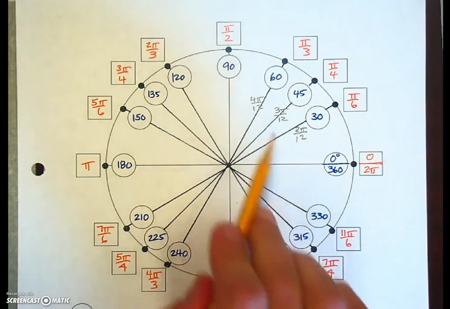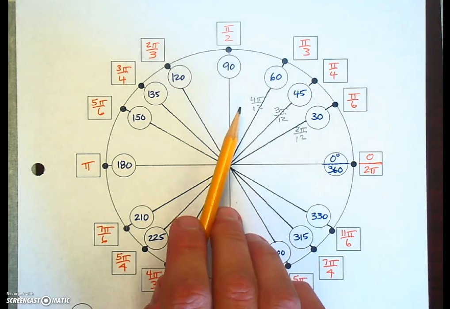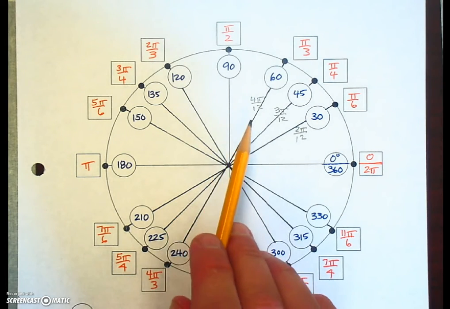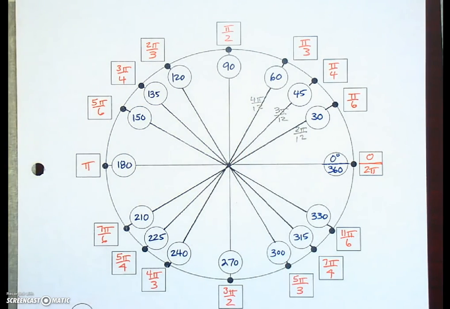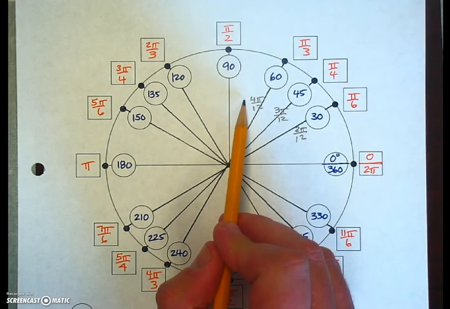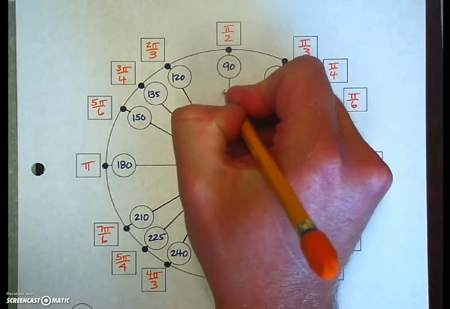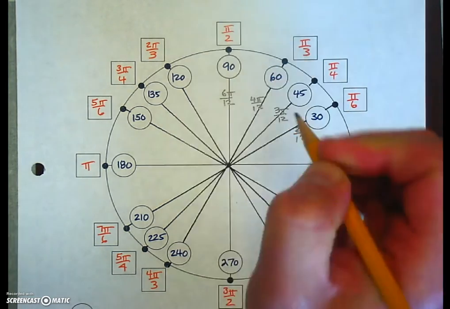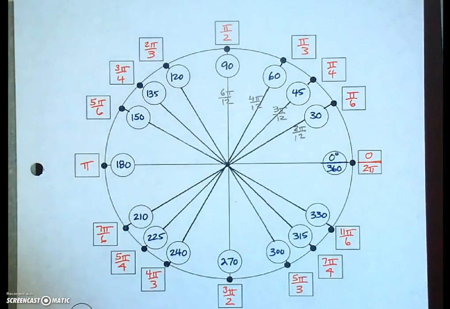Now, after I do 2, 3, 4, I skip prime numbers. Now, prime numbers are numbers that are divisible only by 1 and themselves. So we went 2, 3, 4. Now we get to 5. 5 is prime, so I'm going to skip it. I'm going to do 6 pi over 12, which reduces to pi over 2.